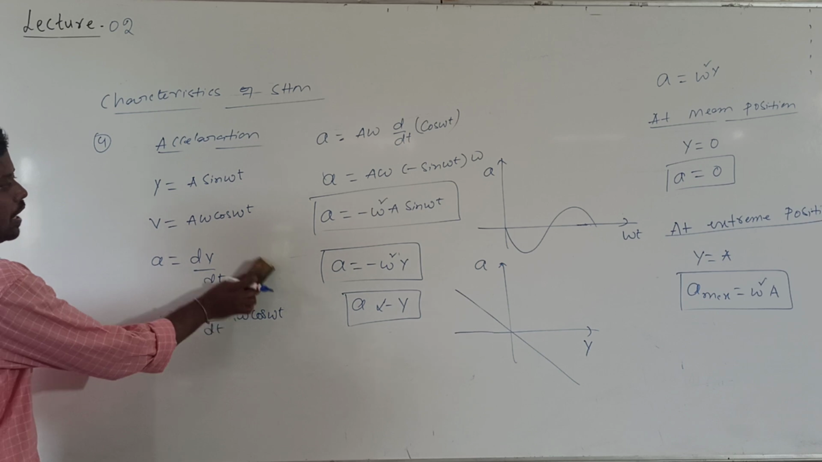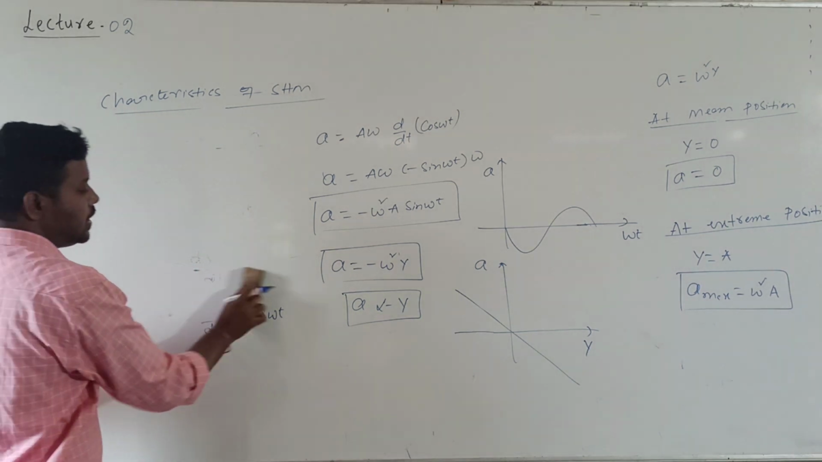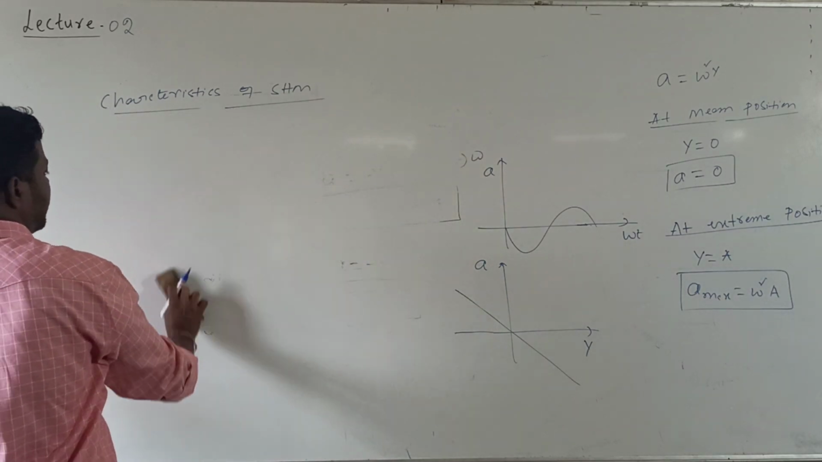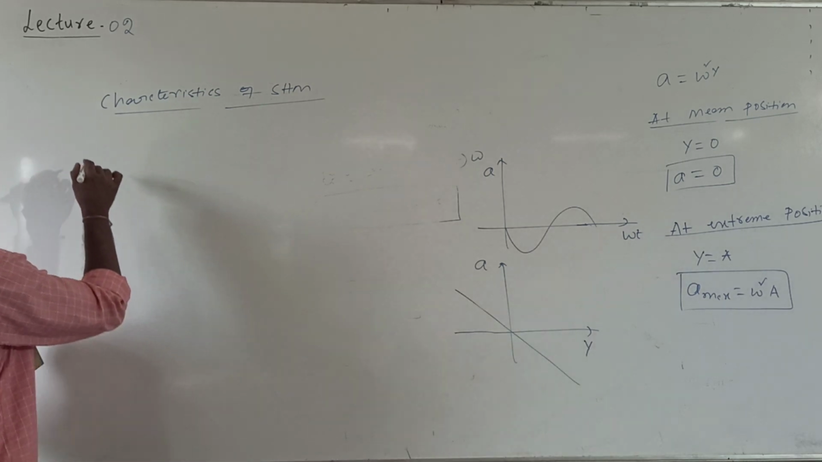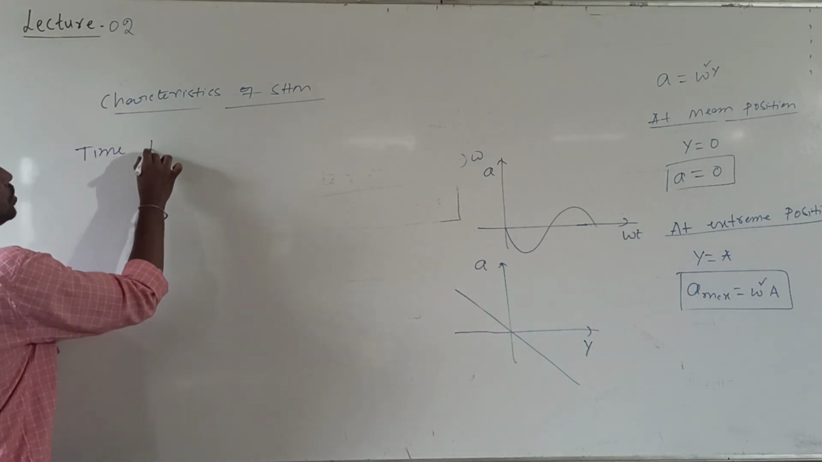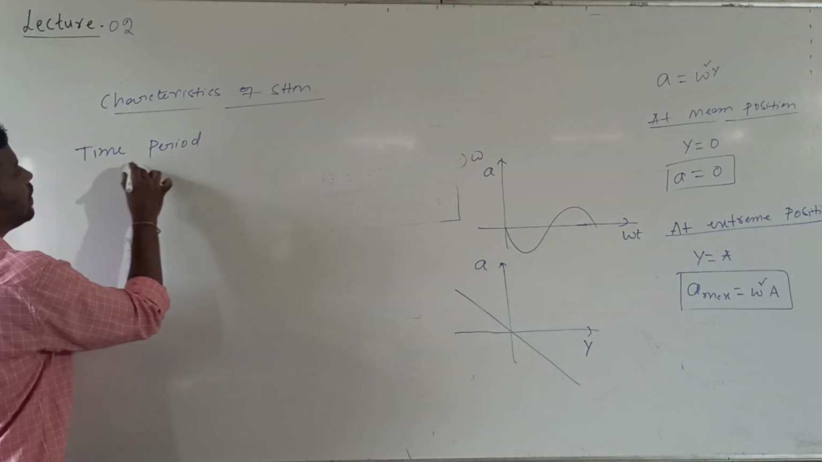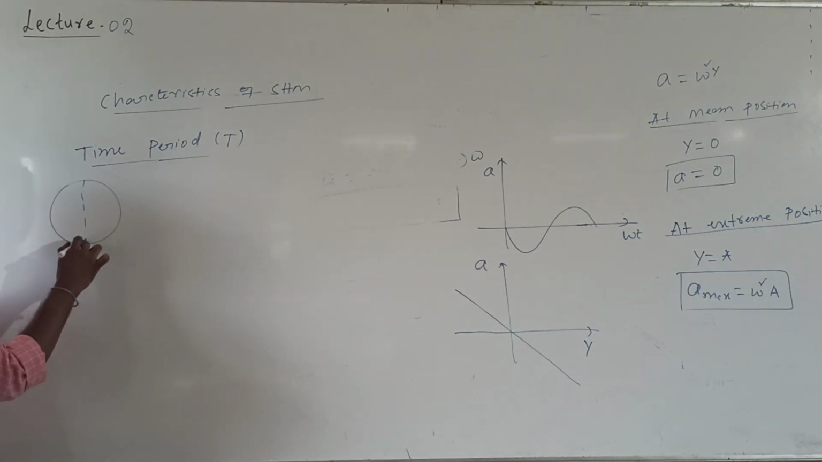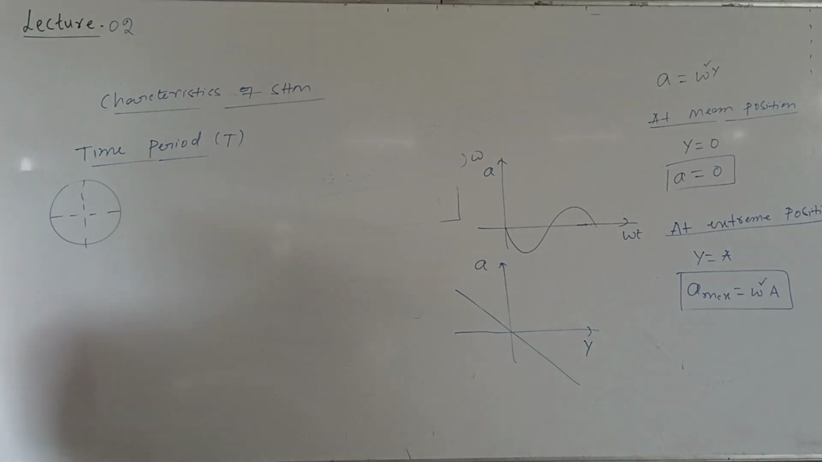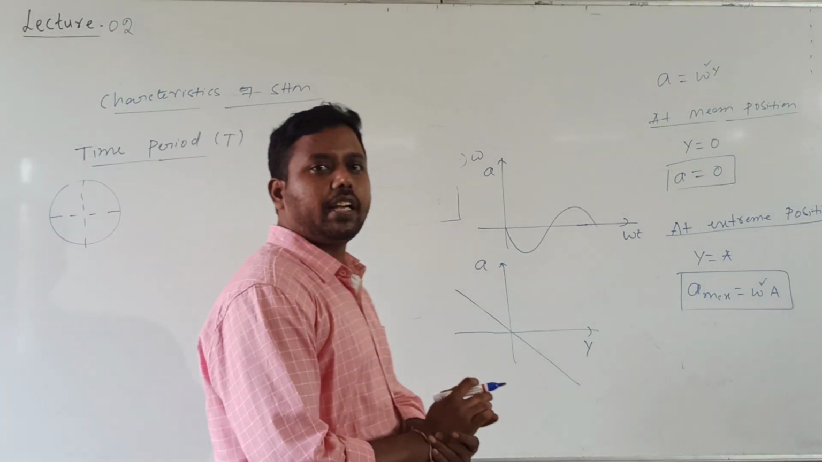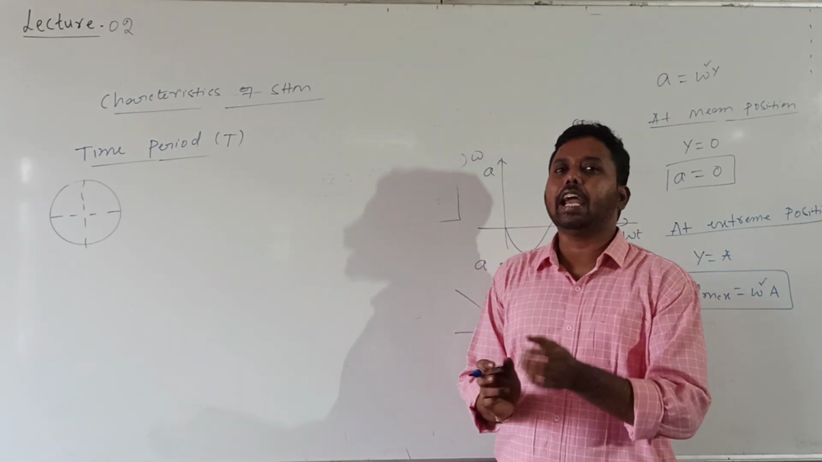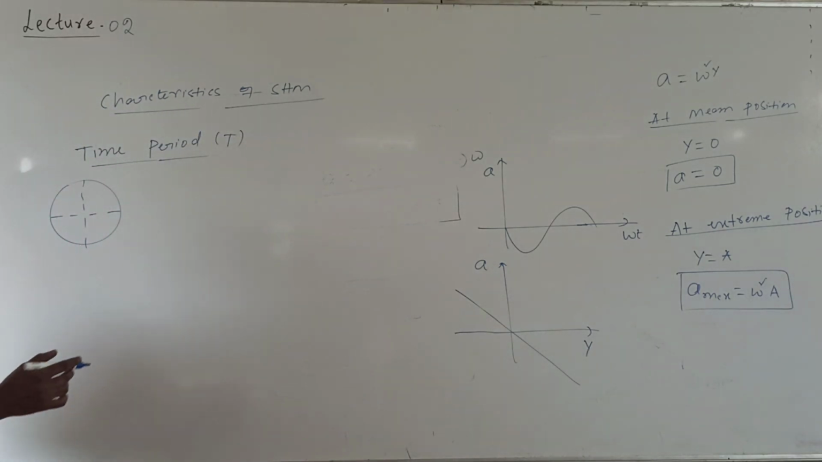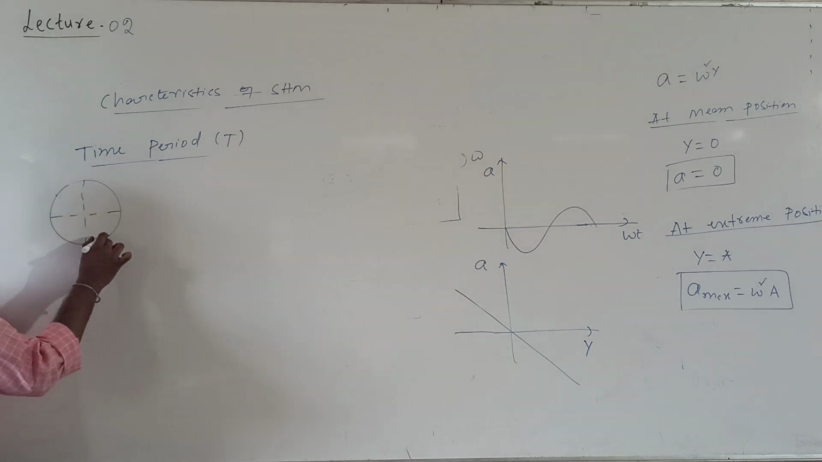After completion of acceleration, the next important characteristic we discuss is the time period. What is the time period of a particle executing simple harmonic motion? In yesterday's example, with the help of the reference circle, when the particle moves in a circular path, the foot of the perpendicular executes simple harmonic motion. The time taken by the particle to complete the circular path once is exactly equal to the time taken by the foot of the perpendicular to complete one oscillation.